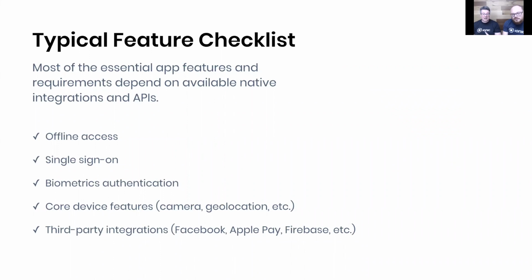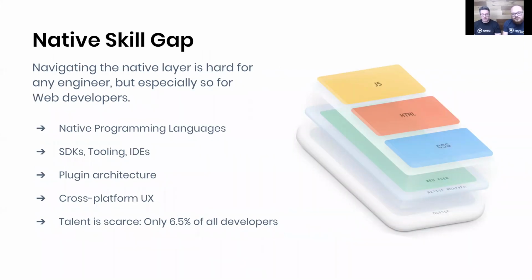So basically, there's a lot to think about. And regardless of what type of app you're building, you're going to hit at least a few of these bullet points here. So let's take a look at what ends up happening when we try to implement those features in our apps. We've got a number of challenges, right? The first one is the native skill gap.